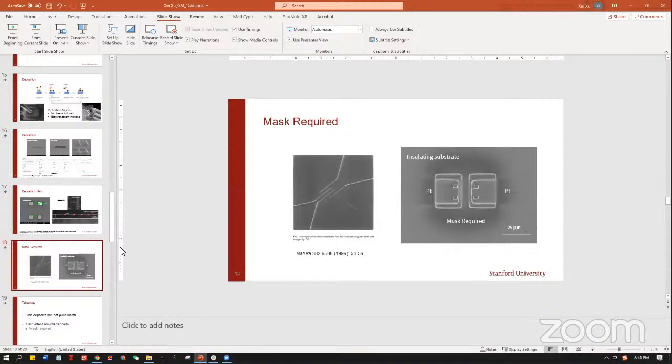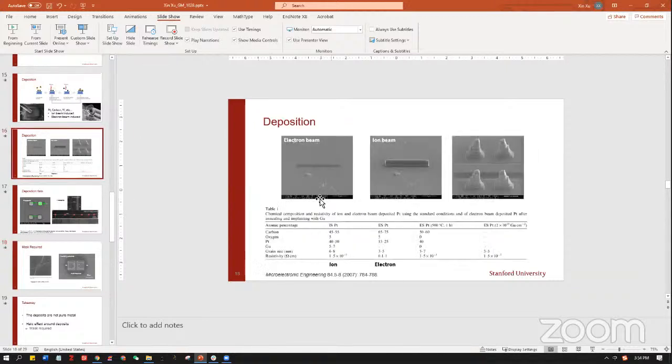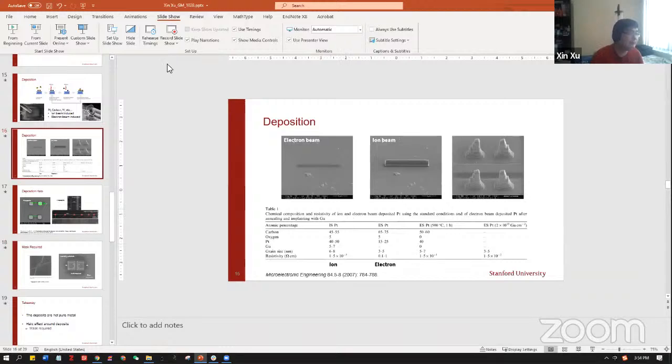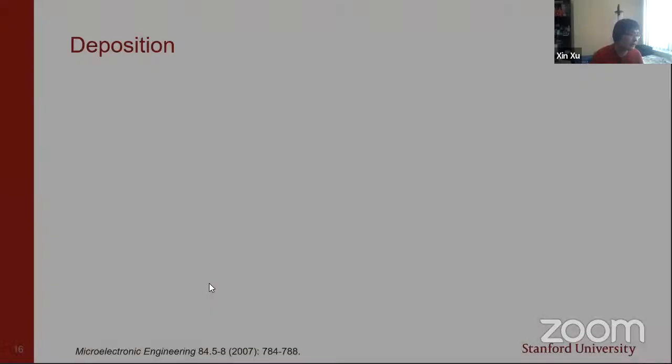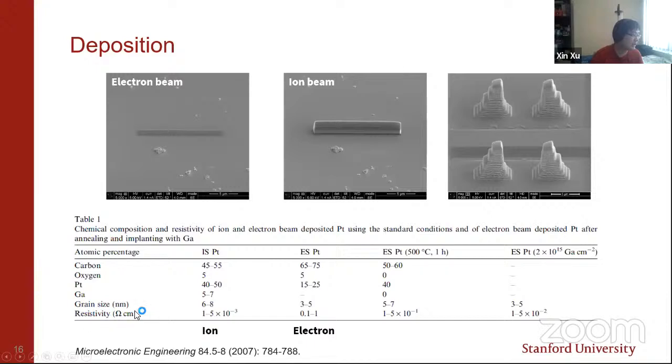Okay. And just a quick follow-up question. Maybe you said this and I missed it, but when you deposit something like platinum using the FIB, what is the grain size, or is it mostly amorphous? How does it compare to a typical E-beam evaporated metal film? You mean the grain size of the platinum? Yeah. Here, the chart shows the grain size. Okay, I guess I did miss that. The ion beam induced deposition is around 6 to 80 nanometers, characterized by TEM. And electron beam induced deposition is 3 to 5 nanometers. Okay.